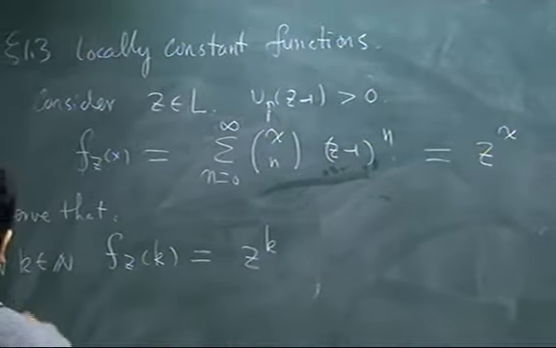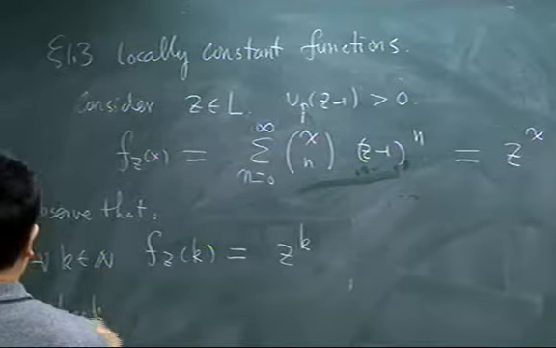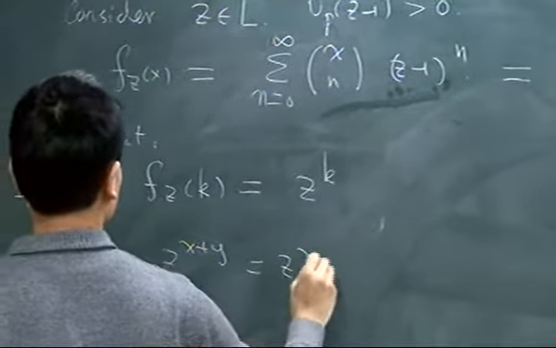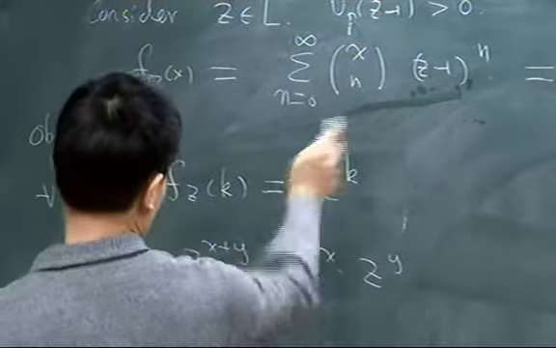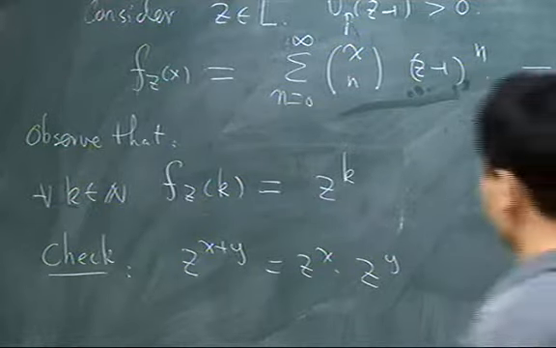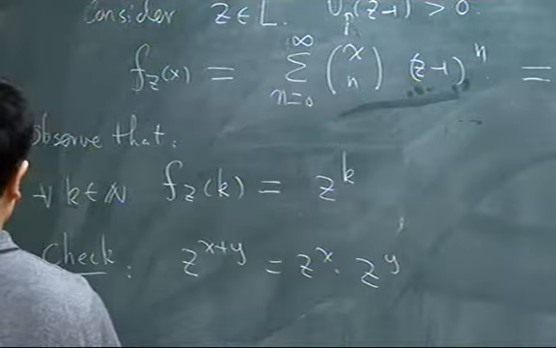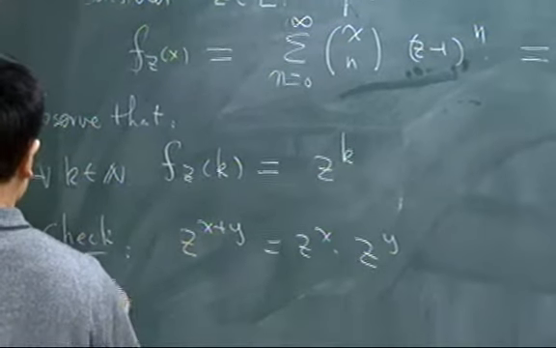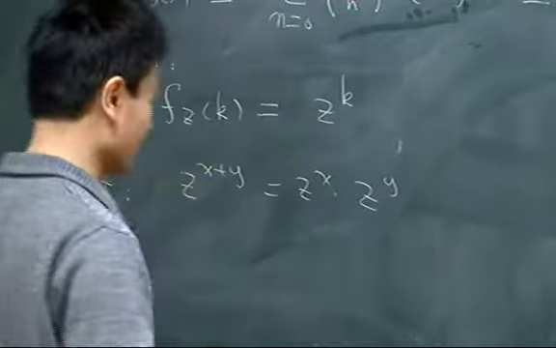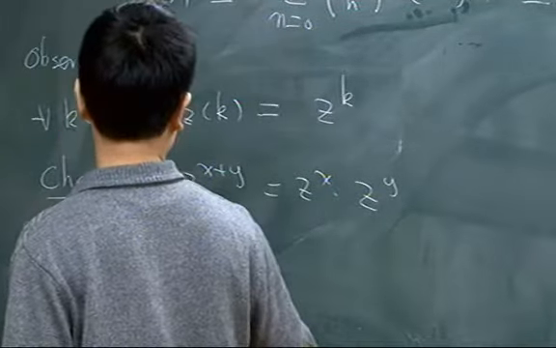So you can check that z to the (x plus y) is z to the x times z to the y. You need to use binomial identities to prove it. Now let's give an example. This is an easy example for you to do p-adic analysis. This is z to the 1/2.